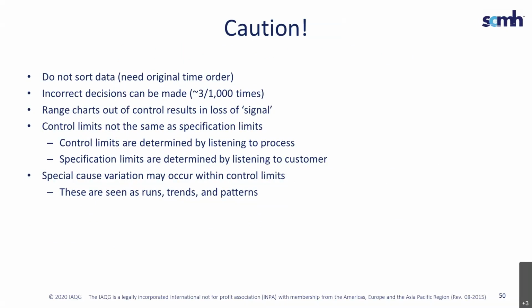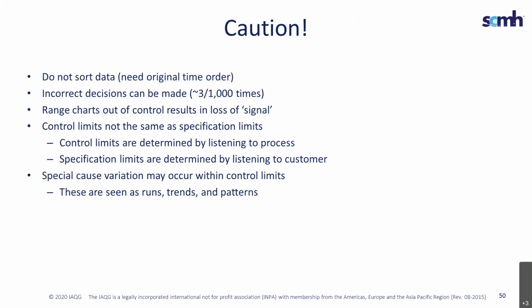Again, as we mentioned, it's about 3 times out of 1,000, but if you split it to either side of the control limit, it's about 1.5 times out of 1,000, so keep that in mind. That's the general rule of thumb. If it's occurring 1 in 1,000 times, then it is out of control. Range charts, out of control results in loss of signal. In other words, when we have way too much variation within, we're going to lose the signal of whether it's a special cause or not.